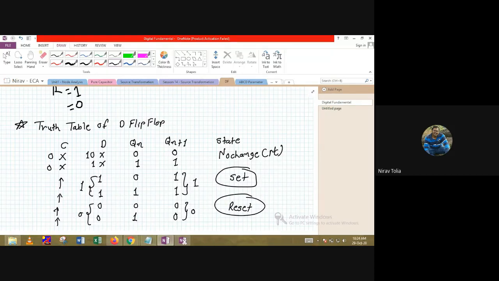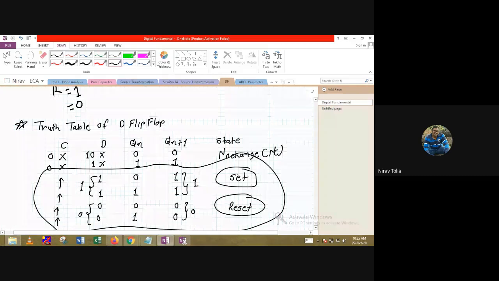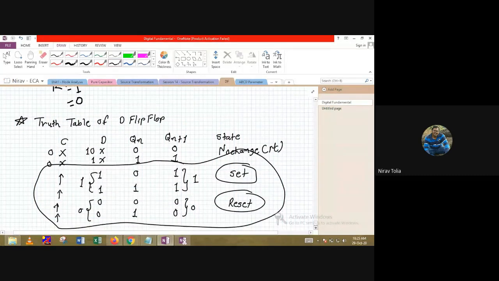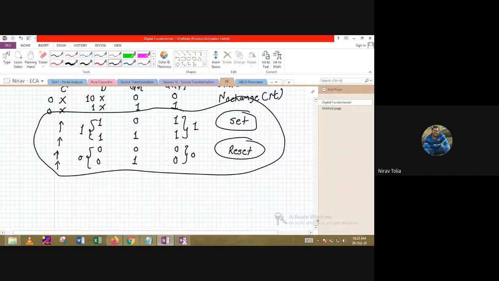So actually this is the truth table of the D flip flop when we are applying the clock pulse. But if we are not applying the clock pulse to any flip flop, it remains in the no change state only.